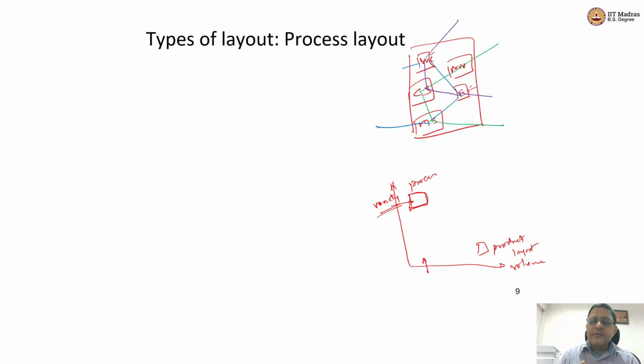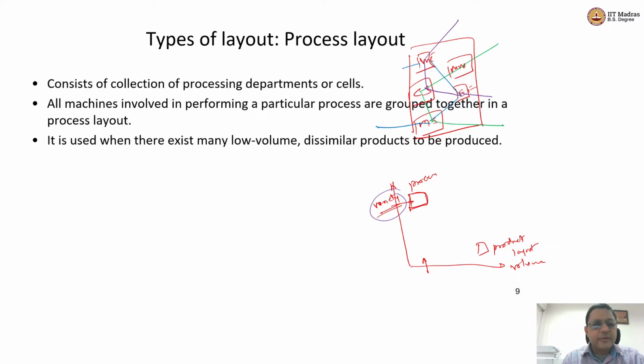Since the variety is quite large, if you were to build a product layout for this, you would have to build so many product layouts. For every variety, you would have to build a product layout. That is not possible, and therefore the most feasible layout is a process layout. So that's your process layout, typically used when the volumes are low and the variety is quite large.